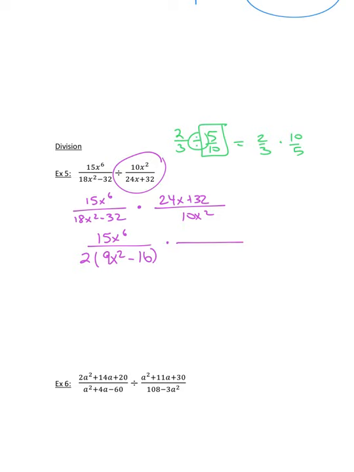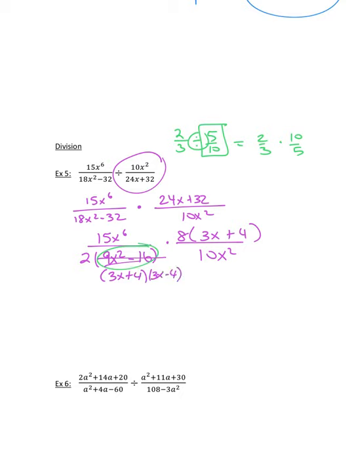In my second fraction here, my numerator has a GCF of 4, 8 times 3x plus 4. Okay, my denominator cannot be factored. So I have one more step though, because this is difference of squares. So I'm going to factor that. I can just do it here into 3x plus 4 times 3x minus 4.